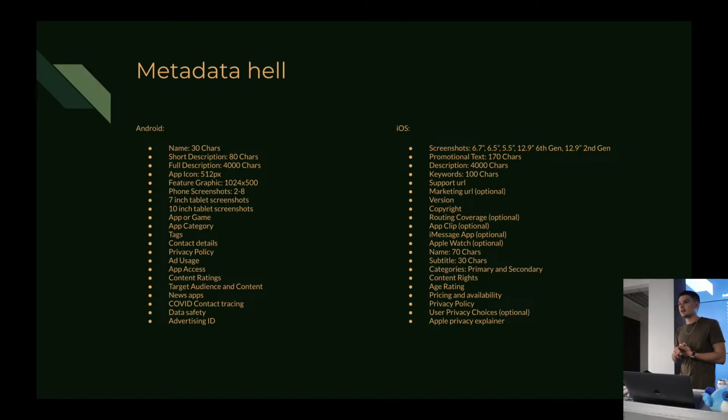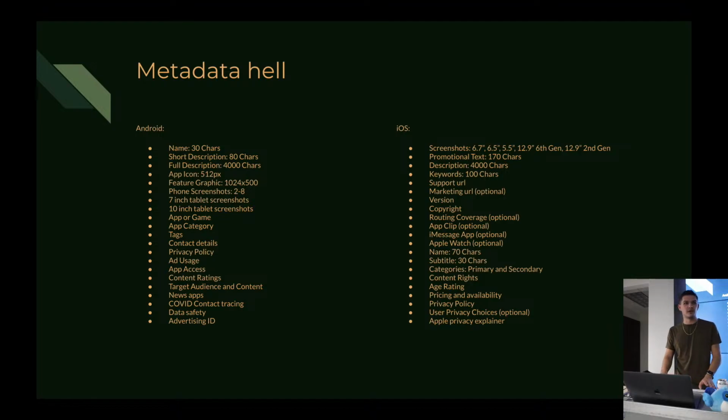You have to specify your content rights. So if you have any third-party content going into your application, you have to specify if you have the rights to use that. You go through a similar age rating process as you do on the Android side. And then of course you also set up your pricing and availability, your privacy policy again, and then your user privacy choices. So this is an additional privacy policy because on Apple you can reject apps accessing certain things now. And then the Apple Privacy Explainer, which is basically the exact same as the privacy questionnaire on the Android side. So as you can see, this is no small task.